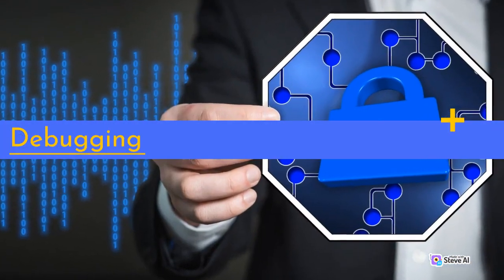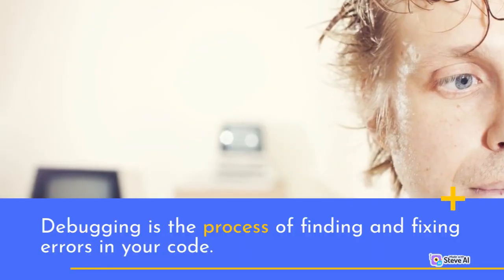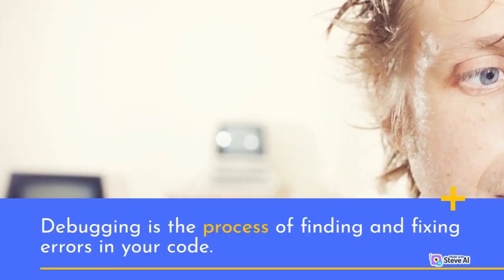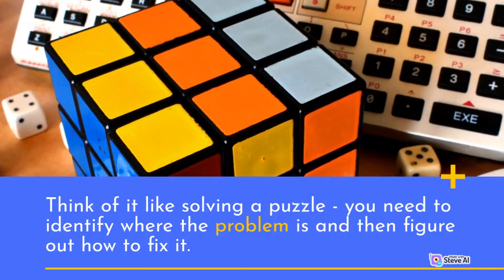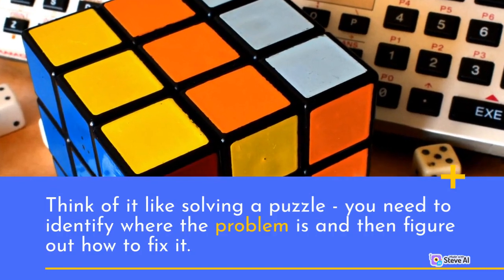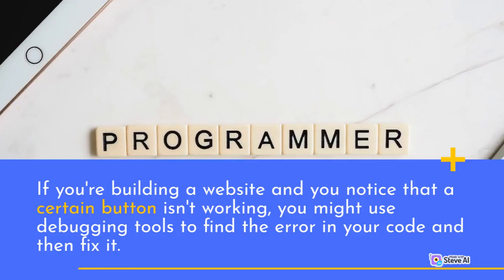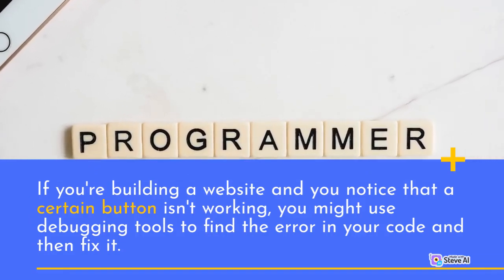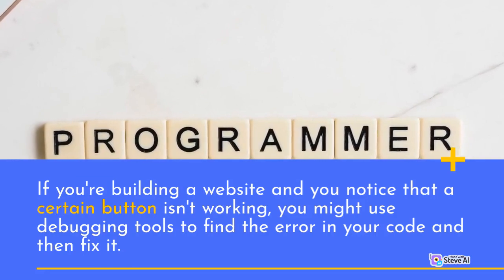Debugging. Debugging is the process of finding and fixing errors in your code. Think of it like solving a puzzle. You need to identify where the problem is and then figure out how to fix it. If you're building a website and you notice that a certain button isn't working, you might use debugging tools to find the error in your code and then fix it.